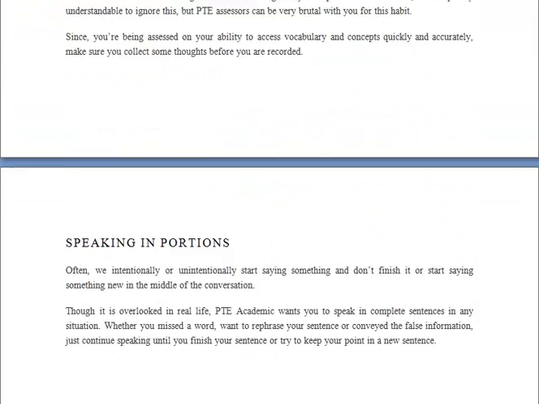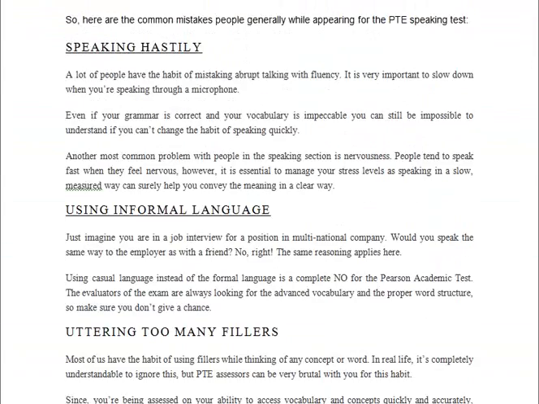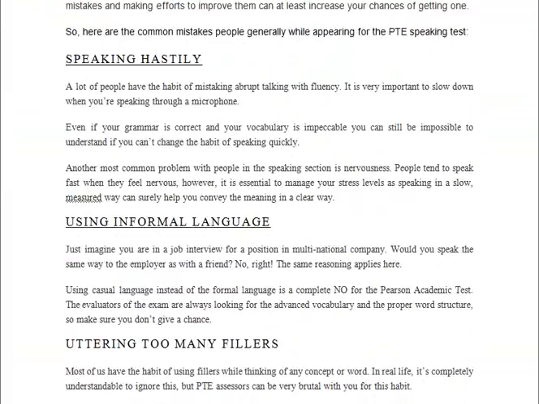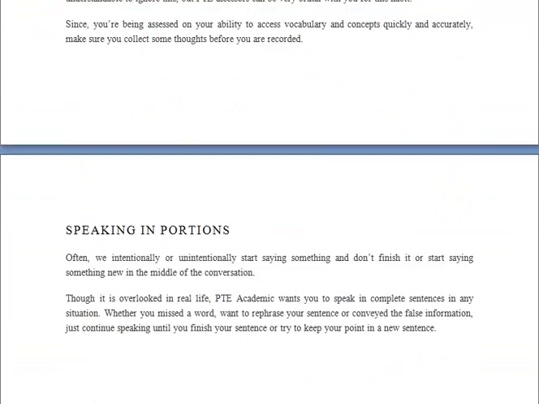I hope these are the common mistakes: speaking hastily, using informal language, uttering too many fillers, and speaking in portions. These are completely a no. So keep these points in mind.